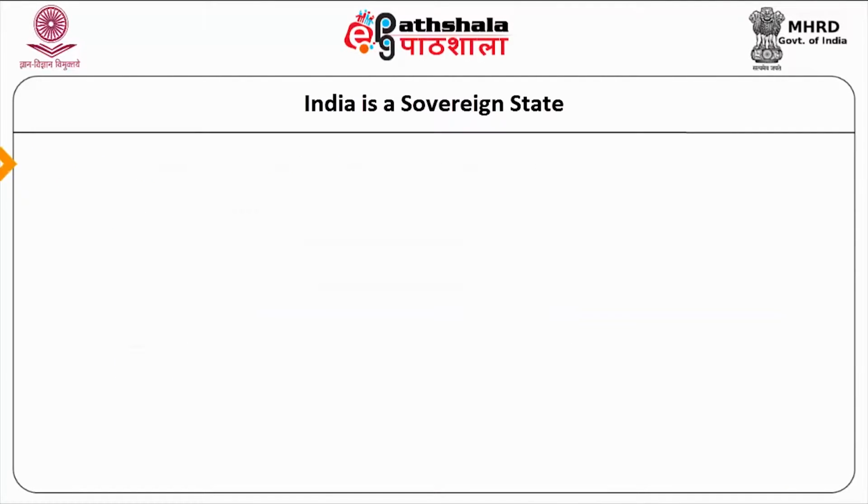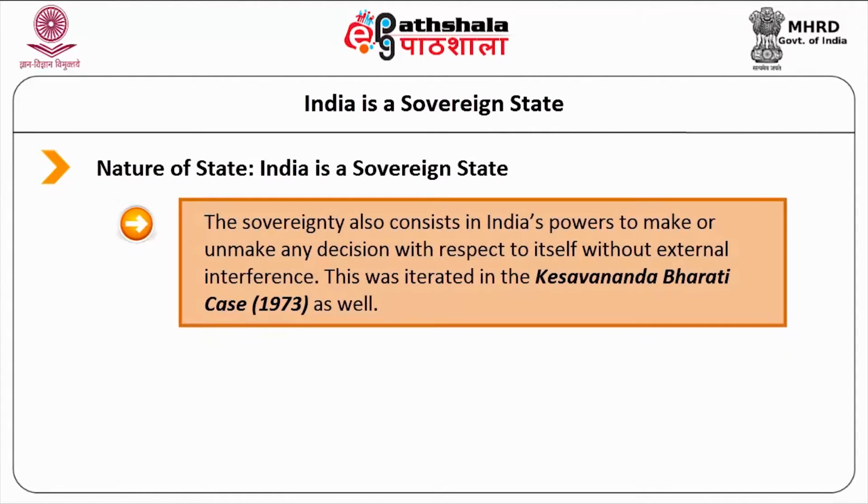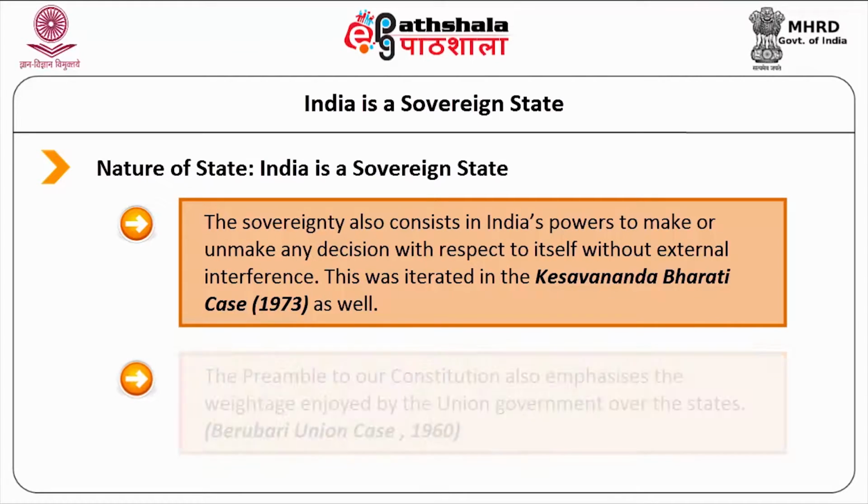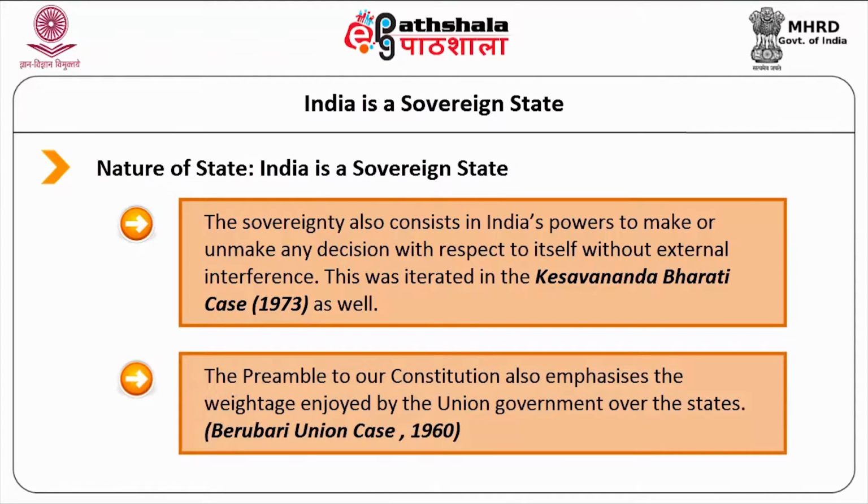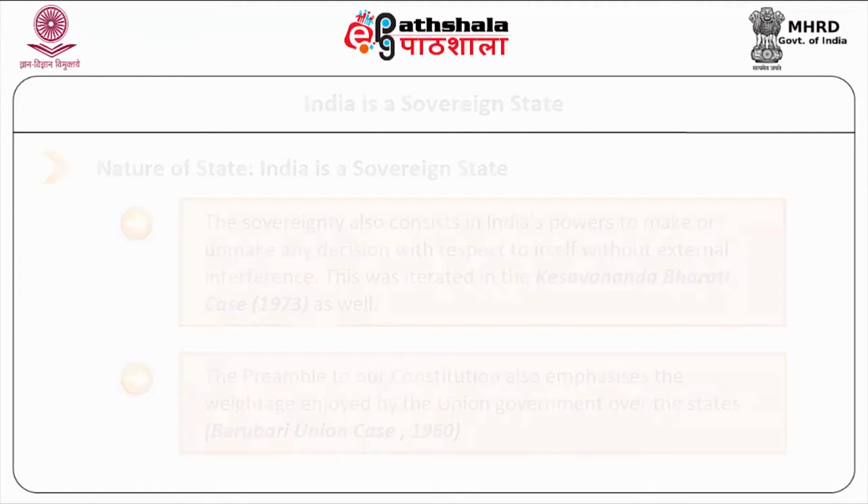In the second part of this term, sovereignty, India has been described as a sovereign nation. It means that India has the right to make or unmake any decision without any internal or external interference, and this was also reiterated by the Supreme Court in the Kesavananda Bharati case. Further, in the Berubari case and Union of India case, the Supreme Court observed the weightage enjoyed by the Union government over the state governments in decision making.